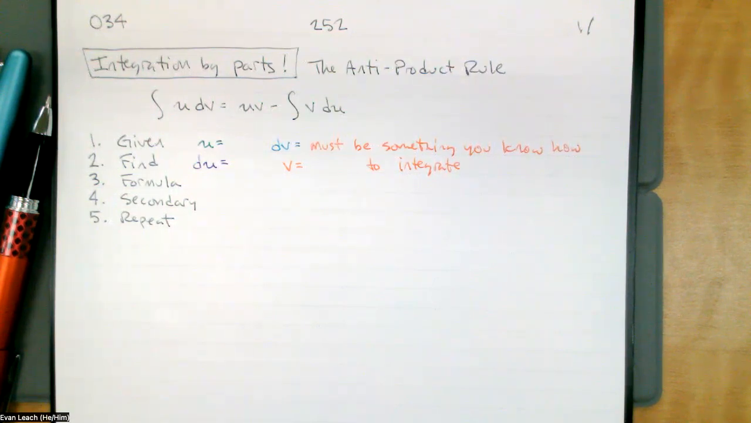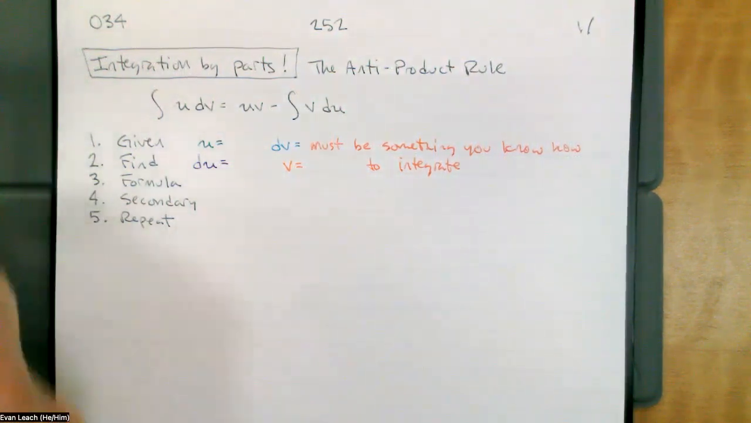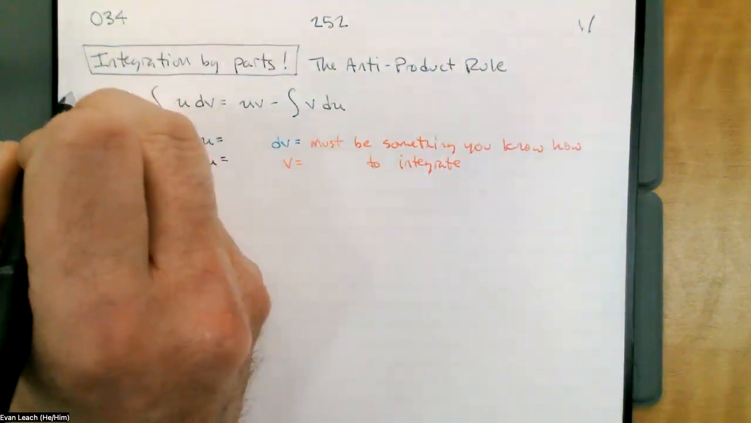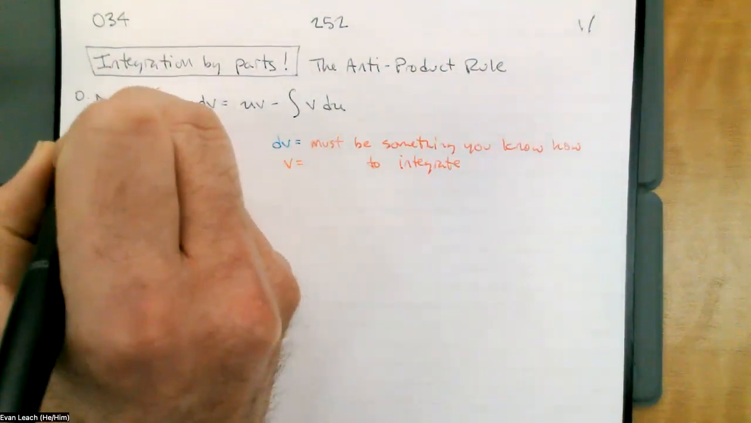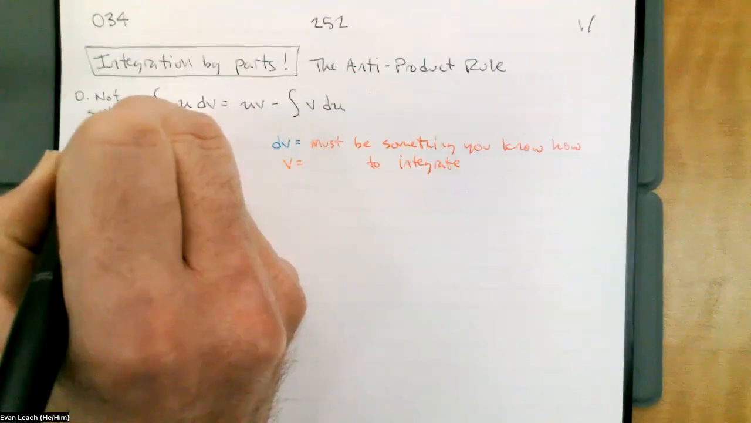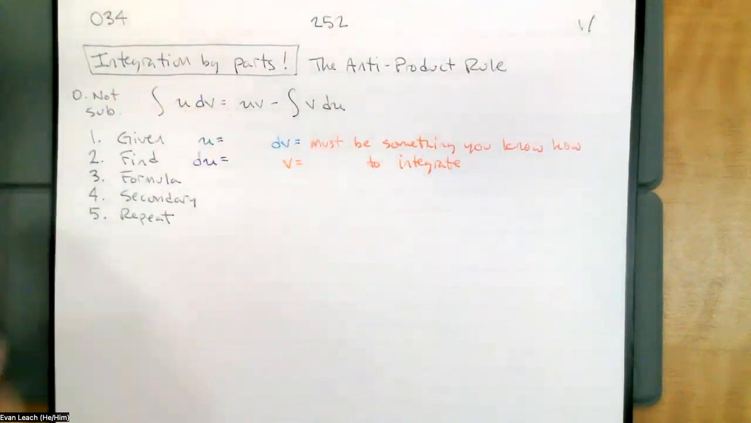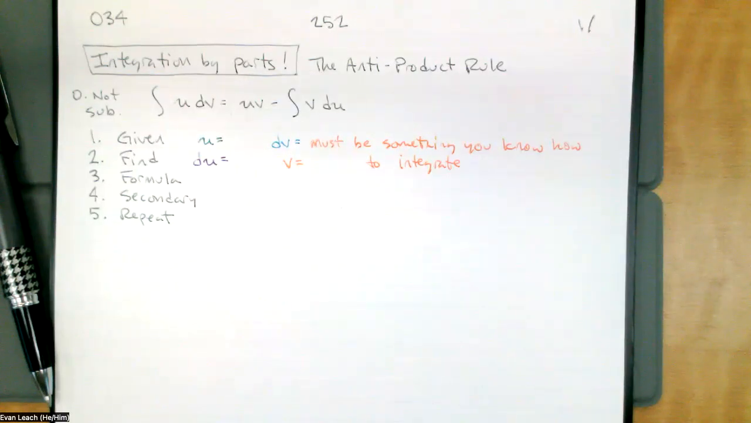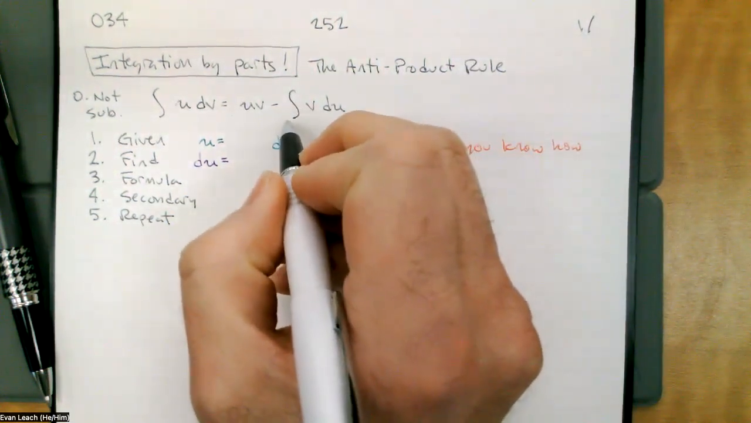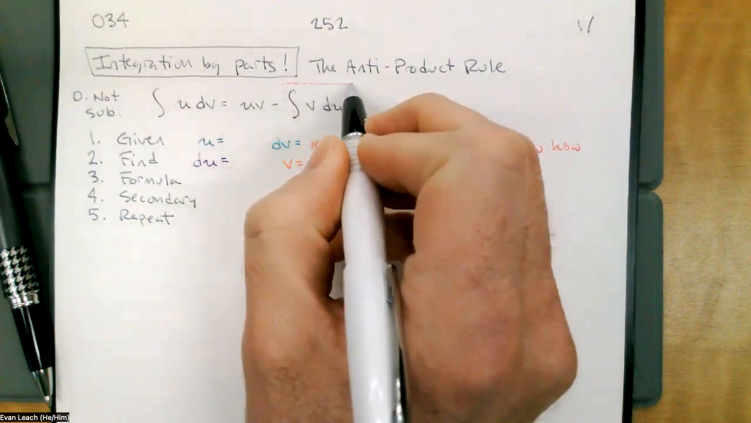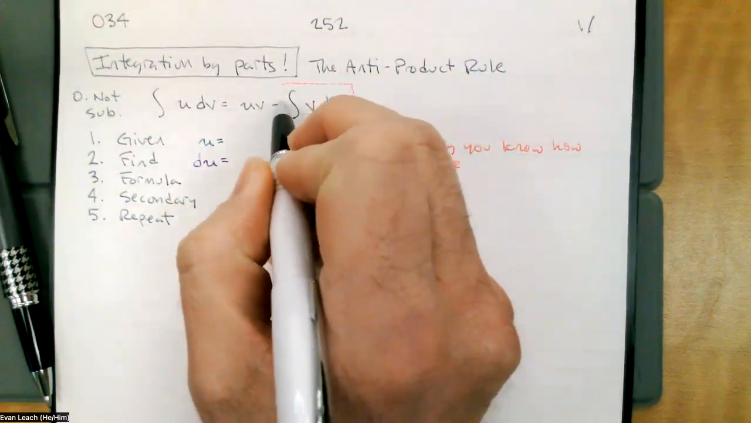Of course, before we begin this process, we want to verify that we're not dealing with substitution. Even though parts is going to be your favorite method of integration, always start off and make sure this is not a substitution problem. The sneaky thing here is this is an iterative process, and this integral of v du is our secondary integral. So this is what I'm referring to as the secondary integral.